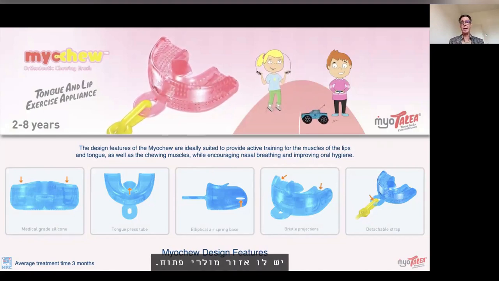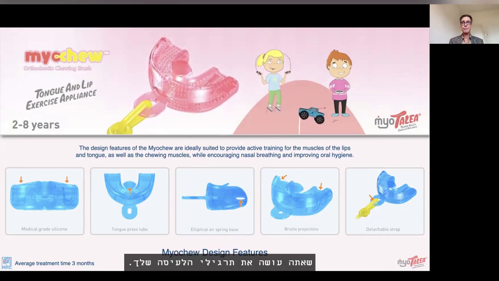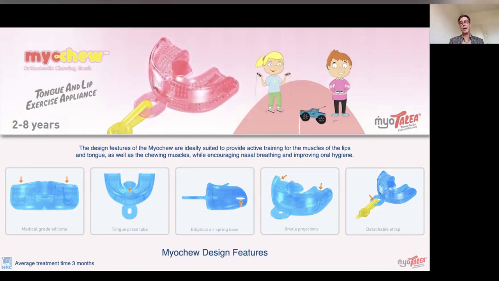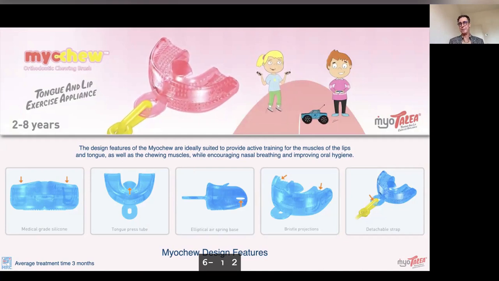It has an open molar area, an open tongue tag, and bristles to clean the teeth and to massage the gingiva. It has a strap to use as a key cord and to use for pulling. This is not an active appliance that you have to pull, but you need to hold it while you do your chewing exercises. It's soft silicone, it's really comfortable, and the best age for using the MyoChew appliance is between 2 and 8 years of age, but most use it between 2 and 4, 2 and 6 years of age.